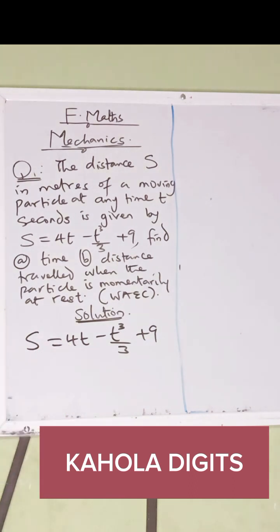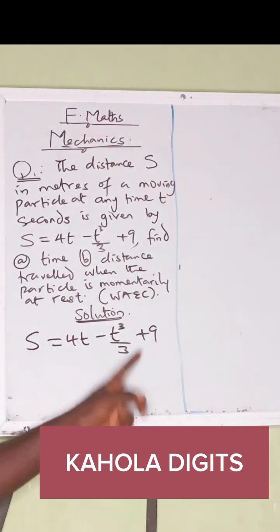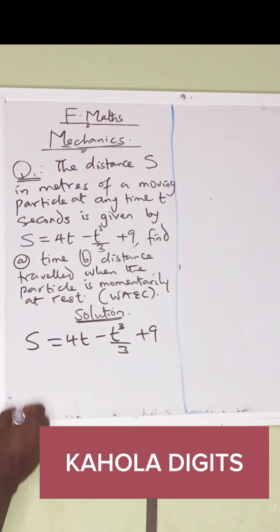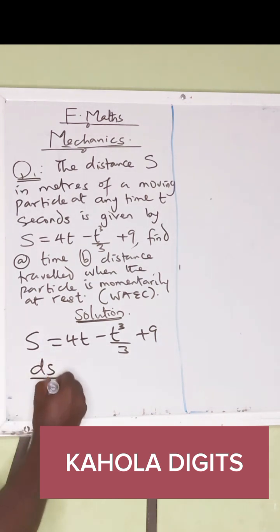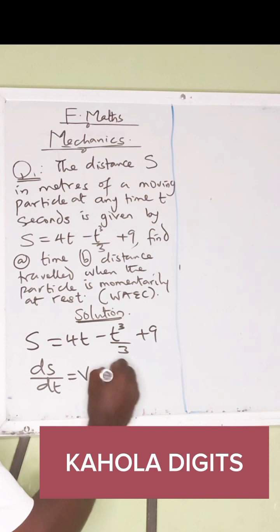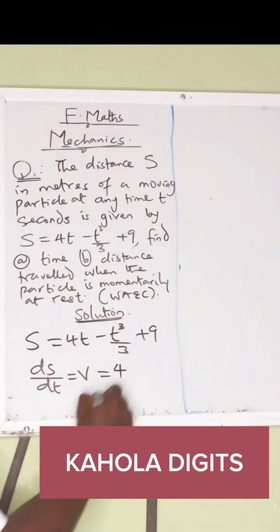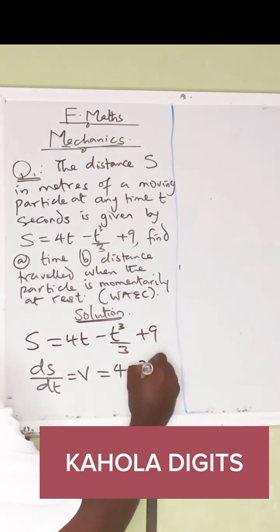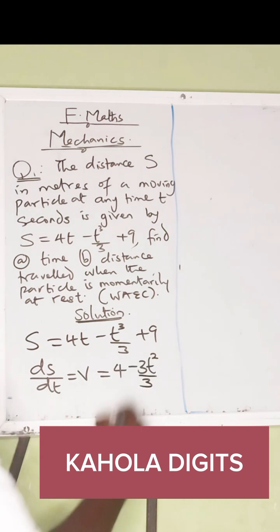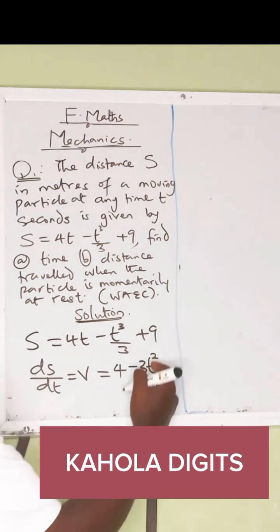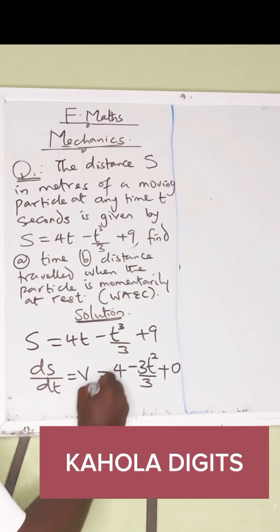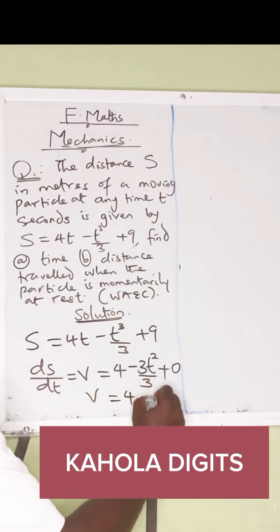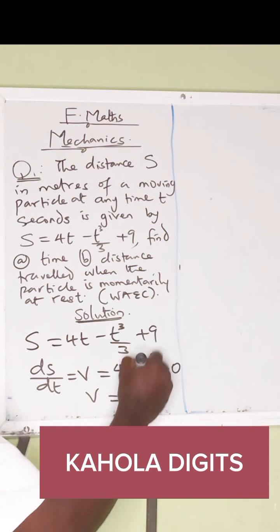So how do we get the velocity? We can get the expression for the velocity from the distance by differentiating it. The differentiation of the distance, dx/dt, gives us velocity. Differentiation of 4t gives us 4, differentiation of minus t^3/3 gives us minus 3t^2/3, and differentiation of 9, which is a constant, gives us 0. So velocity is 4 minus t^2, because 3 cancels 3.